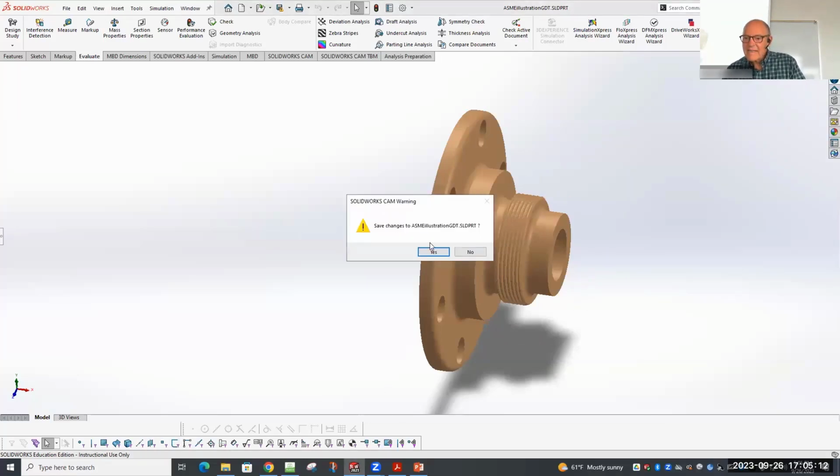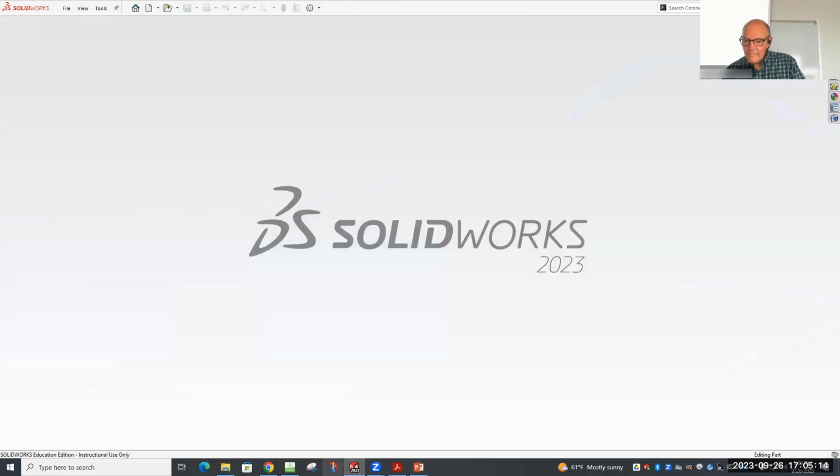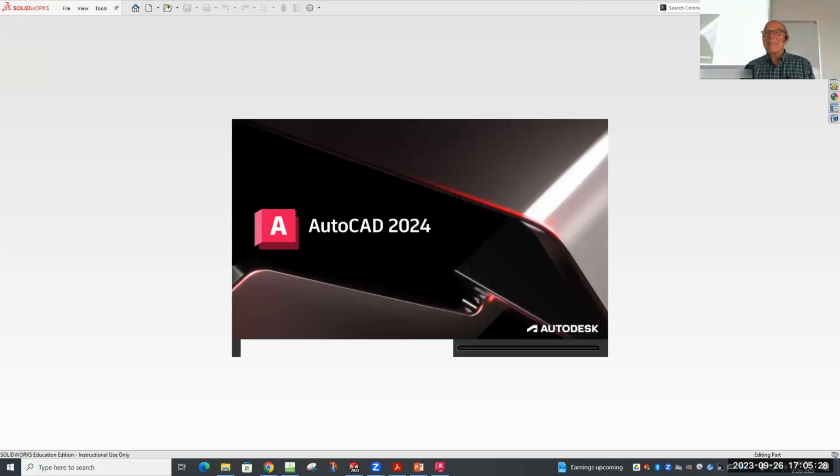Did I start AutoCAD? I did not. Oh, you don't have an icon for AutoCAD. How do you not have an icon for AutoCAD on your taskbar? I'm bawling Paul out because he didn't do it exactly the way I do.